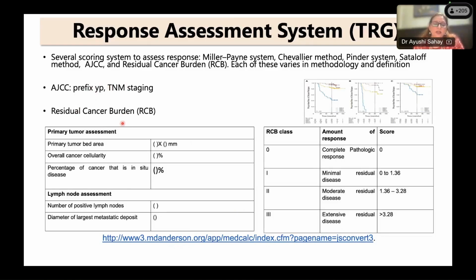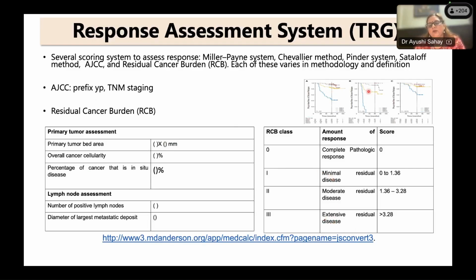But in the RCB, you have to assess various parameters, like the tumor bed area that you have identified. This can be gross or microscopic. The overall cancer cellularity, which has to be a microscopic parameter. The percentage of cancer that is in situ disease, the number of positive lymph nodes, and the largest lymph node metastatic deposit. All these parameters you feed into a calculator that is freely available online, and you get what is known as the RCB class. It roughly translates to complete response versus minimal, moderate, and extensive disease.